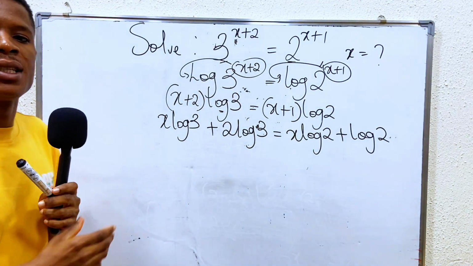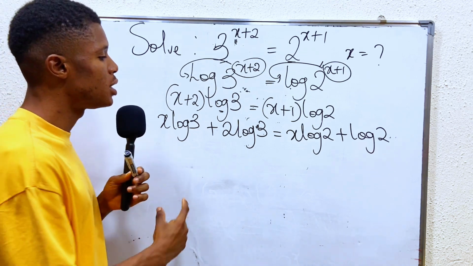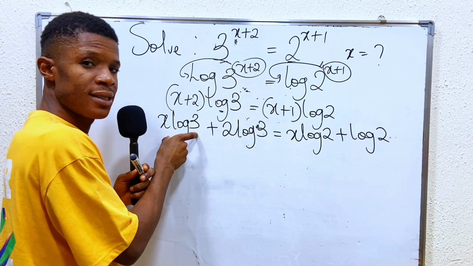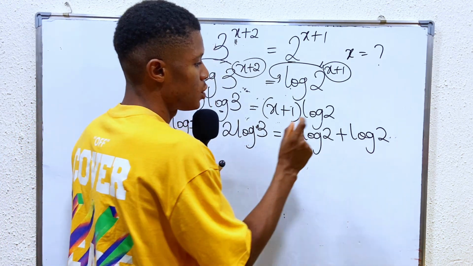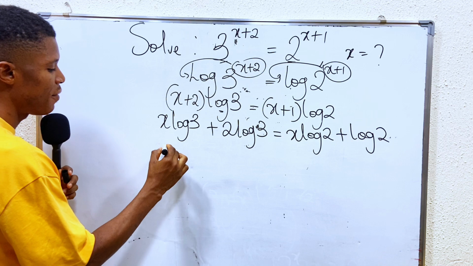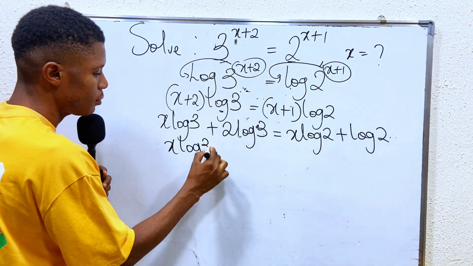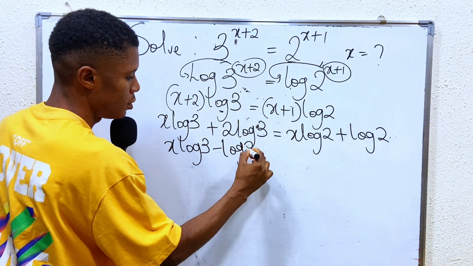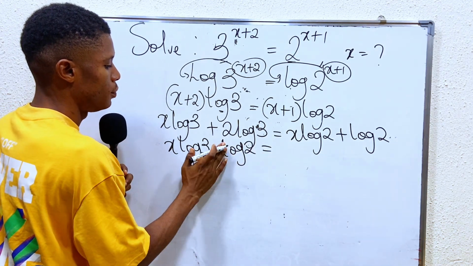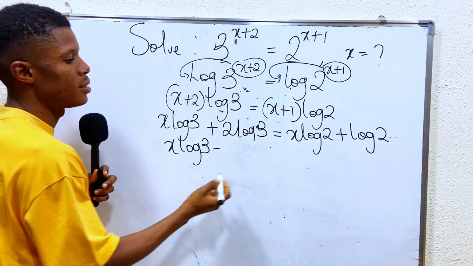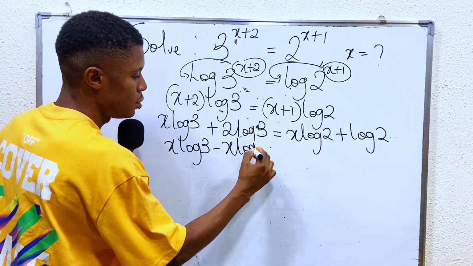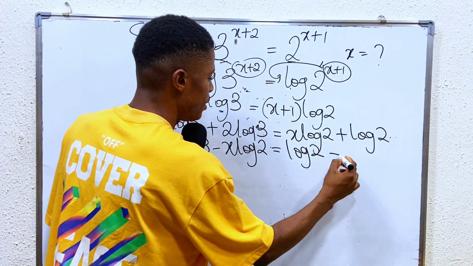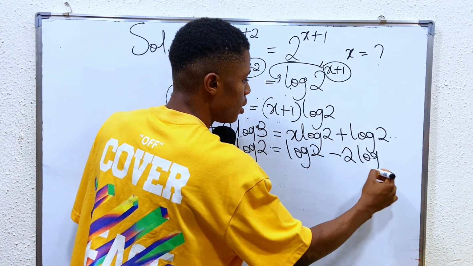Since we have this now, all we need to do is to collect like terms. To collect like terms, we bring the ones that have x to one side and the ones that are just numbers to the other side. So we have x log 3 minus x log 2 is equal to log 2 minus 2 log 3.